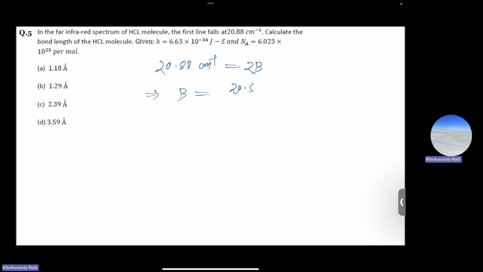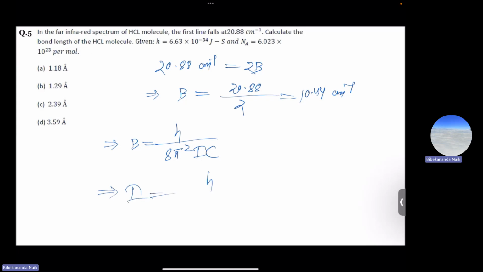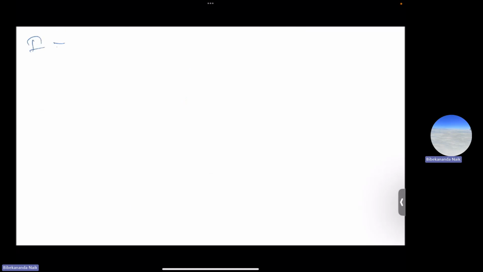So from that we can easily calculate B. B will be 20.88 divided by 2, that is 10.44 centimeter inverse. Then we know the value of B is h by 8 pi square IC. Then I will be h by 8 pi square BC.